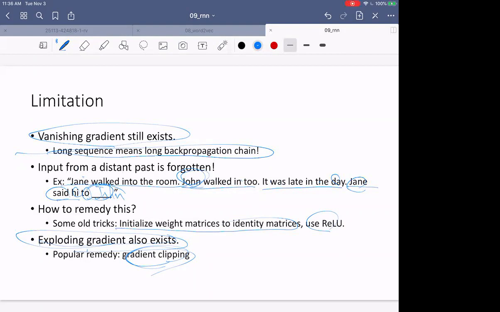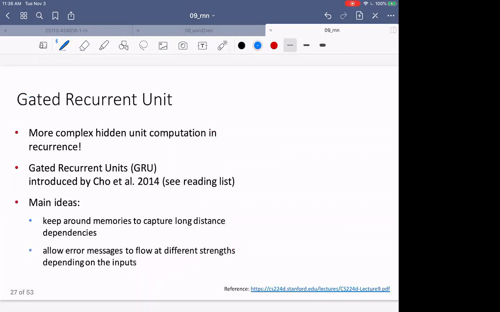Yeah, I just want to say RNN is not an all-powerful, super great model. It has its limitations. All right, so moving on to gated recurrent neural networks and LSTM.